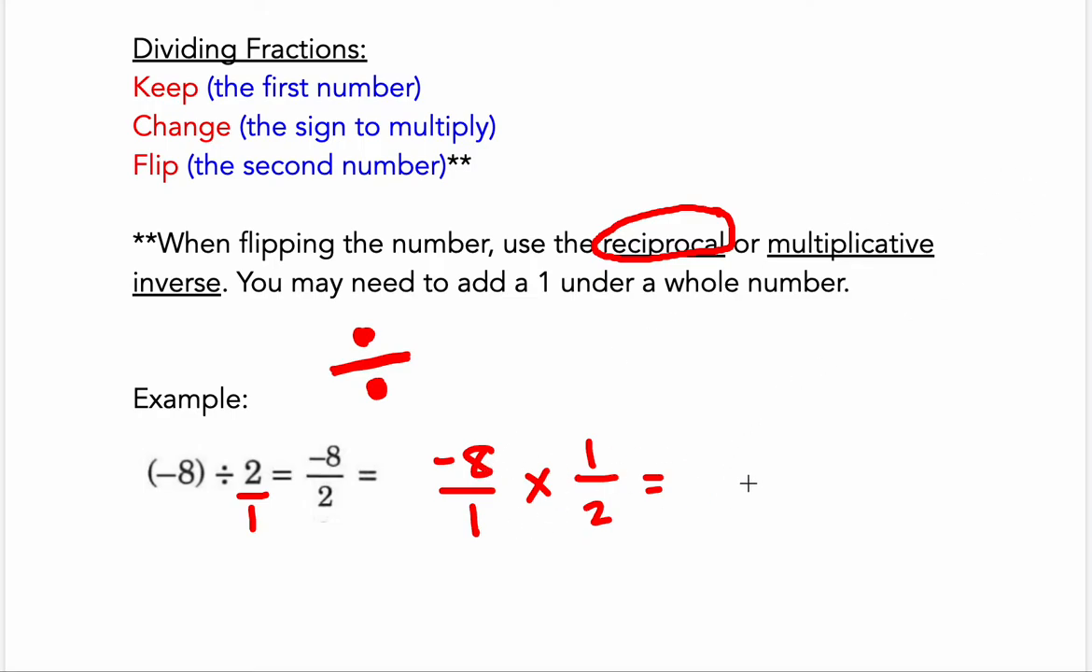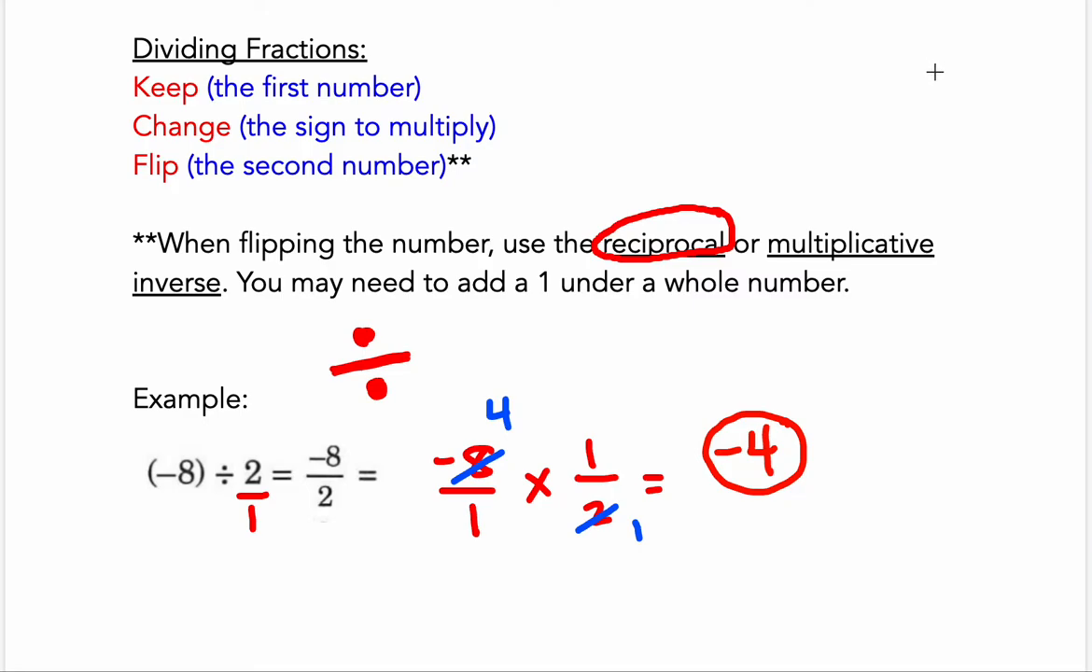I can either multiply across and then reduce, or I can cross reduce. Let's practice cross reducing. 2 and 8 both are divisible by 2. 2 divided by 2 is 1. 8 divided by 2 is 4. So now across on the top, I have -4, don't forget the negative, times 1. -4 times 1 is -4. And then 1 times 1 on the bottom is just 1, so we don't need to write that. The answer is -4. Now you're probably thinking to yourself, why does keep, change, flip work?